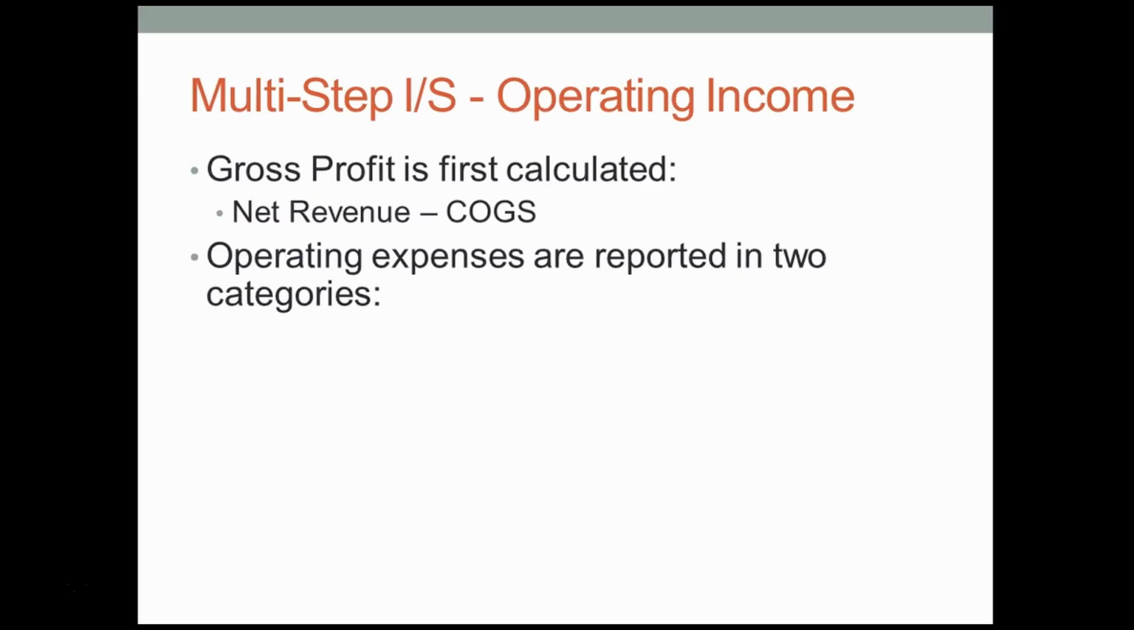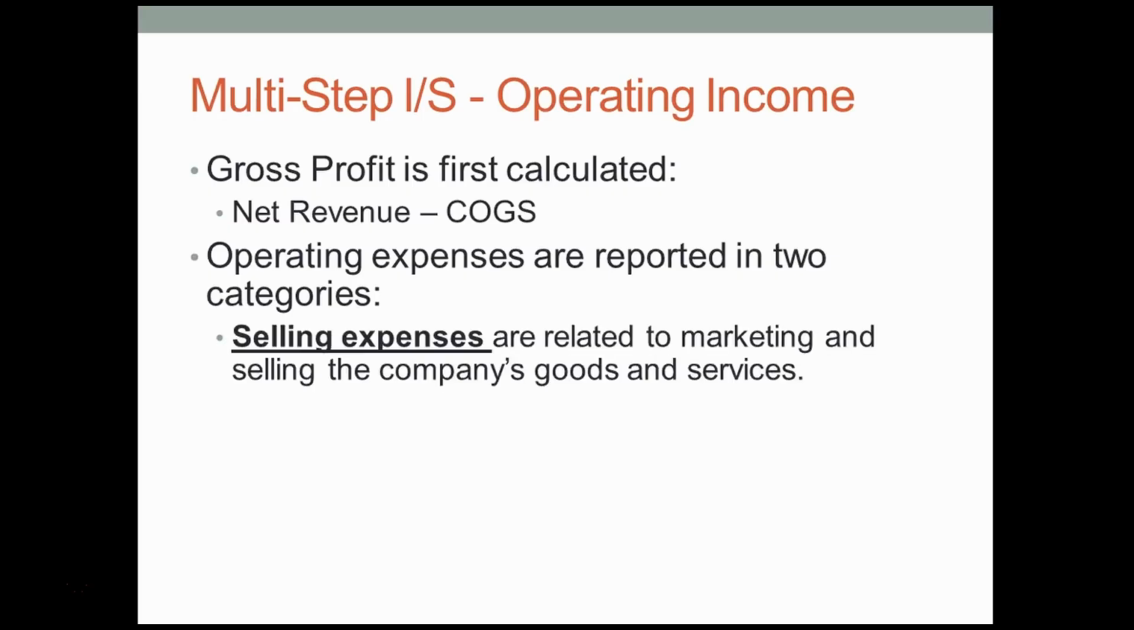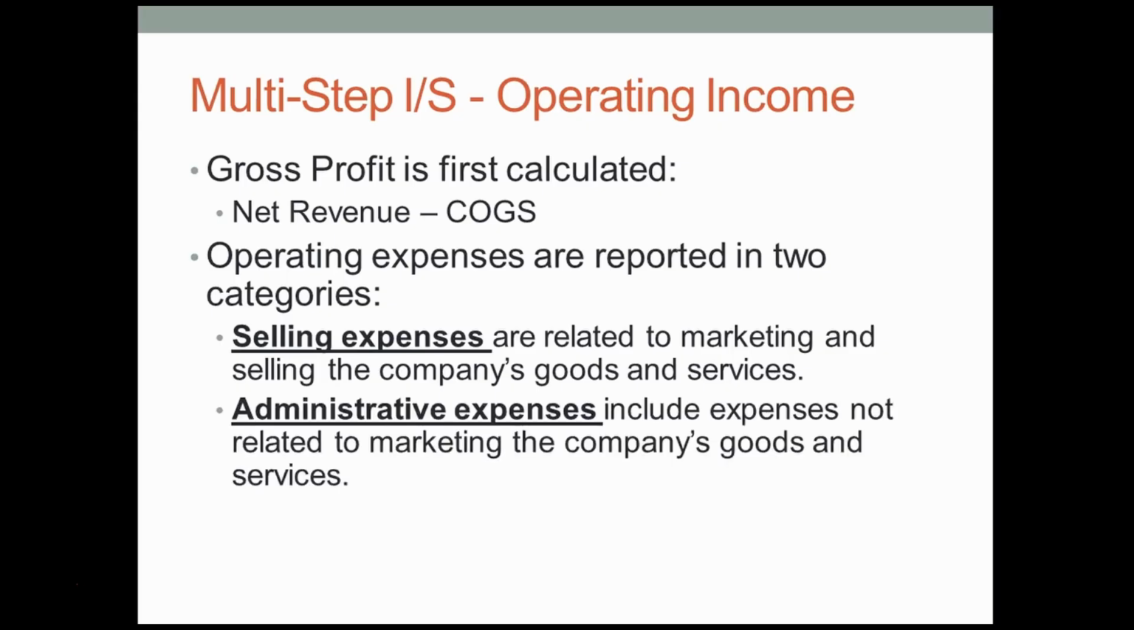Operating expenses are reported in two different types of categories. The first is selling expense. This is related to marketing and selling the company's goods and services, and it also includes things like the delivery expense of transporting goods that are sold to the customer. So these are all selling expenses. And then there are administrative expenses, such as rent, utilities, and admin staff salaries. These two categories are often presented separately.